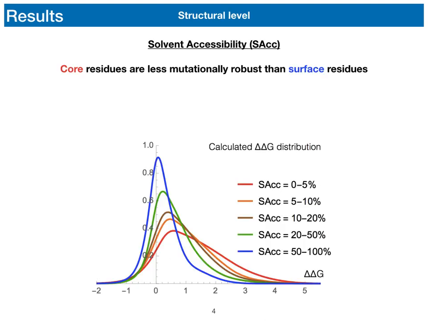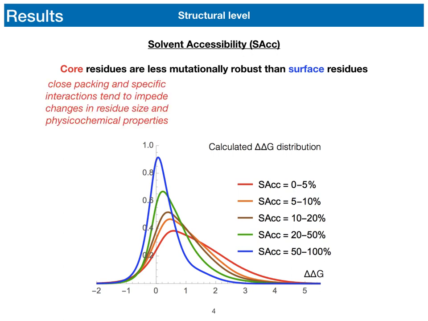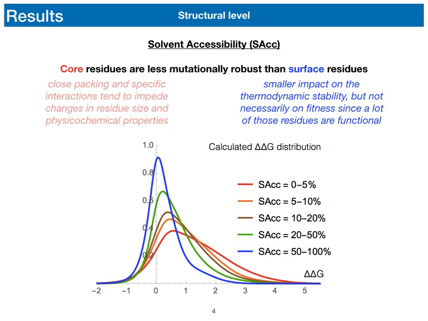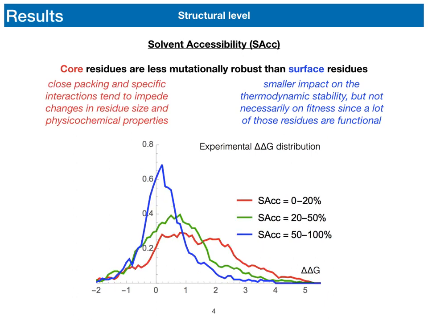So here's what we found at the structural level. Firstly, residues in the core are less mutationally robust than on the surface. This is well known, and because of the close packing and specific interactions of the core, which tend to impede changes in residue size and physicochemical properties. Note that even if surface residues are more robust in terms of stability, they might not be in terms of fitness, since a lot of them are functional residues. And the experimental data shows the same trend, although it's more noisy.